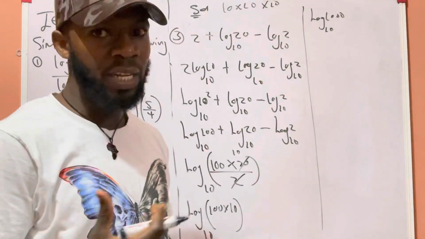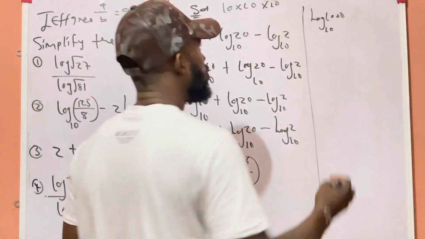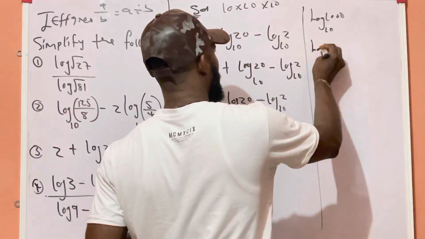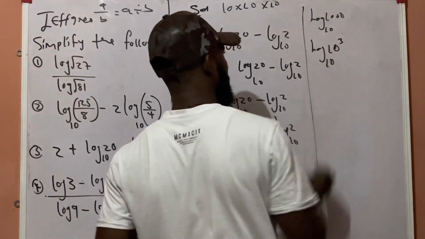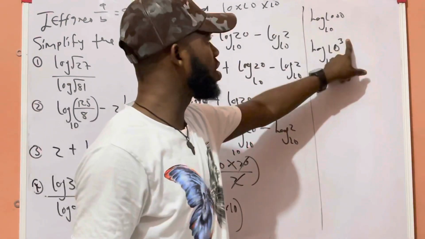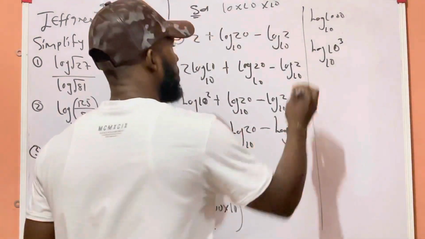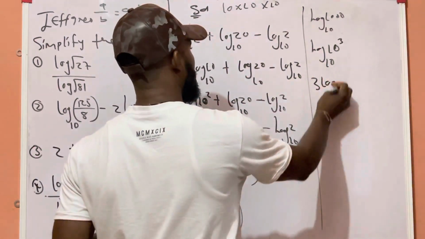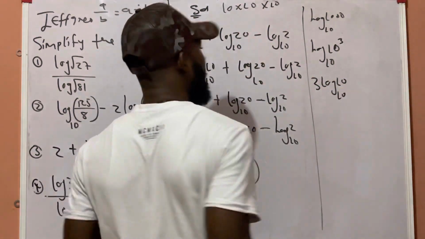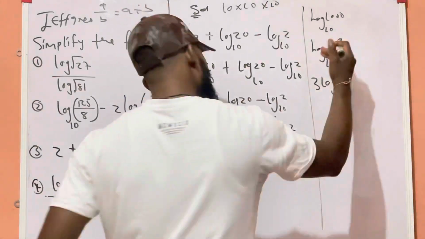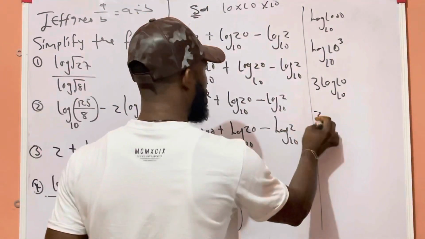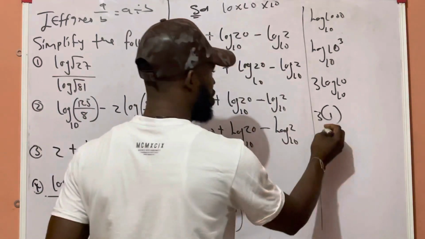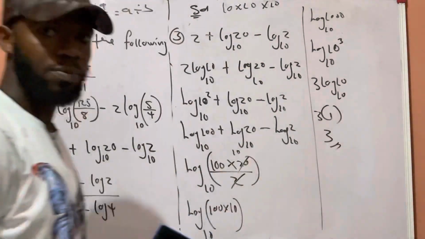And how does that mean in index form? 10 raised to the power 3. So here becomes log 10 raised to the power 3 to the base of 10. Automatically, where will this 3 go to? To the back. So here becomes 3 log 10 base 10. And remember the law that says when the number and the base are the same, the answer is 1. So what do we now have? 3 into brackets 1. And what is 3 times 1? Plus 3.